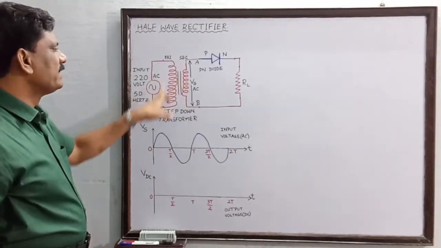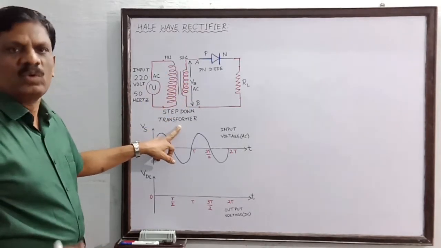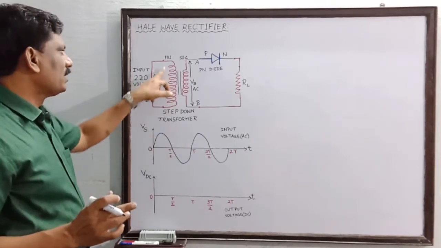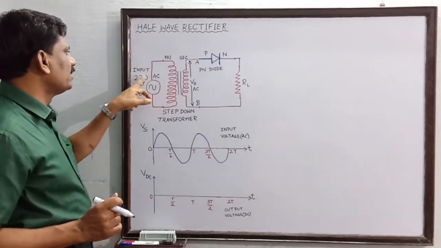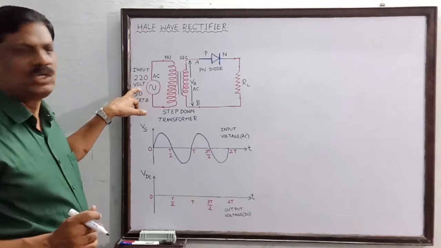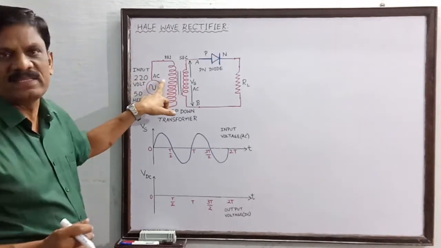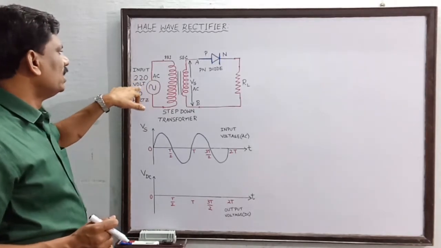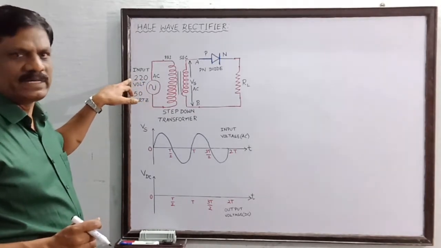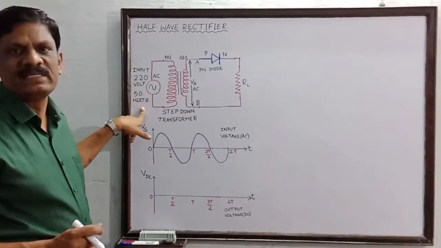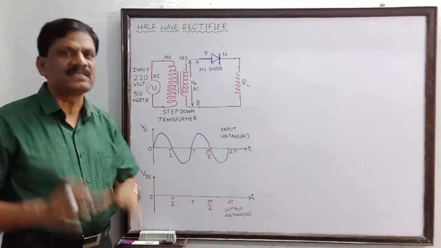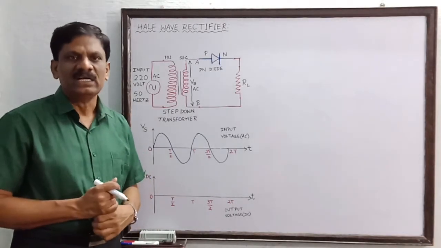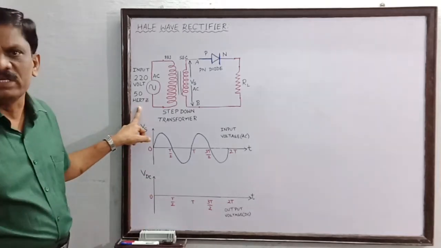So now this is a step-down transformer whose input or primary terminals are connected to the input voltage of 220 volt AC. This is the AC voltage. So this is a 220 volt RMS voltage, and its frequency is 50 cycles per second. That is why the frequency is 50 hertz.